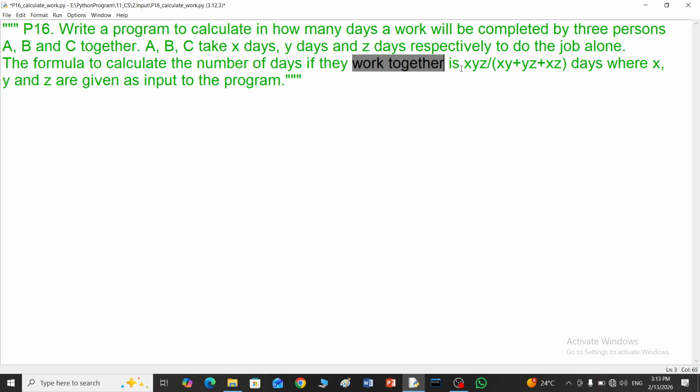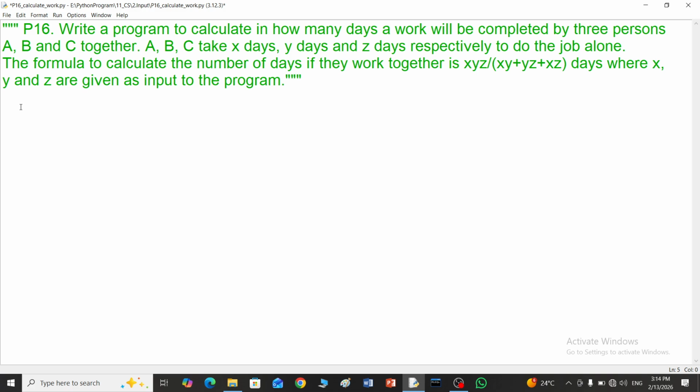So what formula has been given? XYZ divided by XY plus YZ plus XZ days, where X, Y and Z are given as input to the program. Because A's work is X days, B's work is Y days and C's work is Z days. Like this is given. Okay. So X, Y, Z, these are the days, that we will take as input.